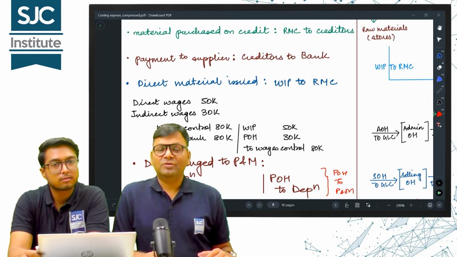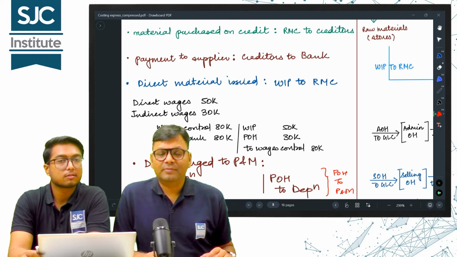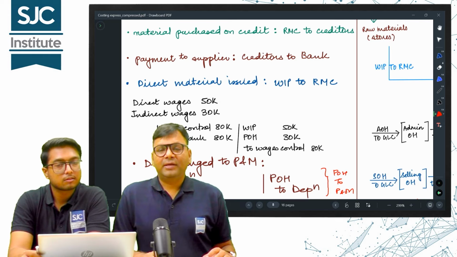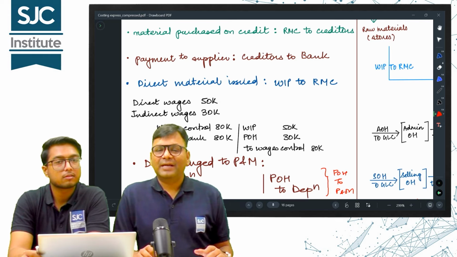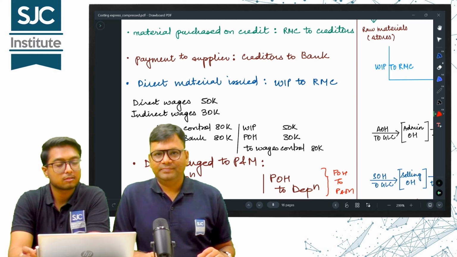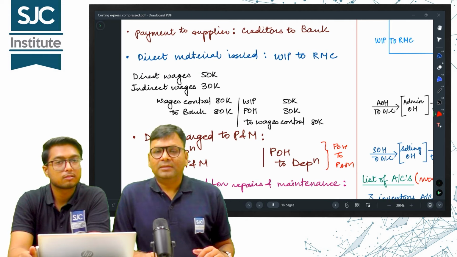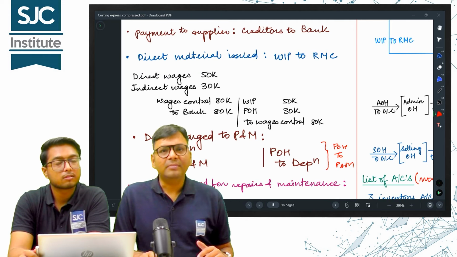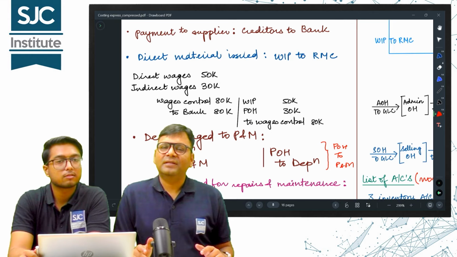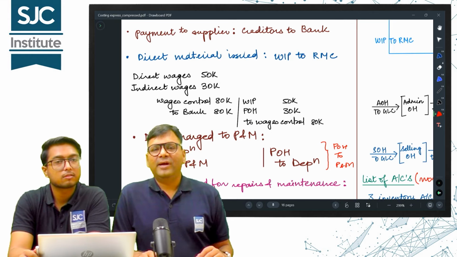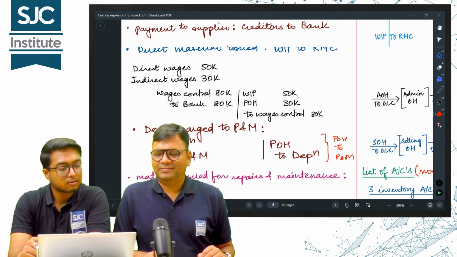Remember, for this there is no entry in non-integrated system because under non-integrated system both these accounts get cancelled out through GLC. Third, direct material issued. This entry is same as non-integrated system because here no GLC is involved. So this will be WIP to RMC.